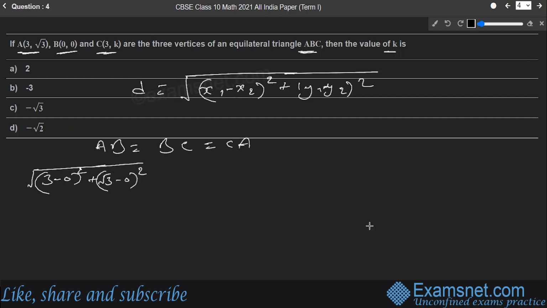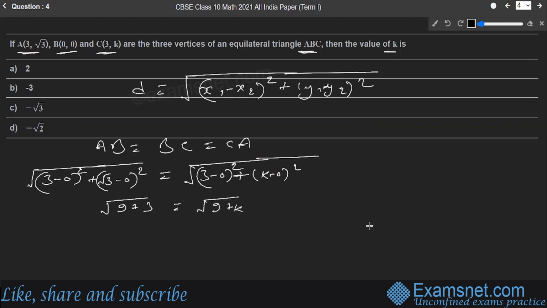So that becomes AB is equal to, the another one can be taken as 3 minus 0 whole square, plus k minus 0 whole square. So these are the two things can be taken together to find out the k value. What do we get here? We are getting 9 plus 3 is equal to under root of 9 plus k square.